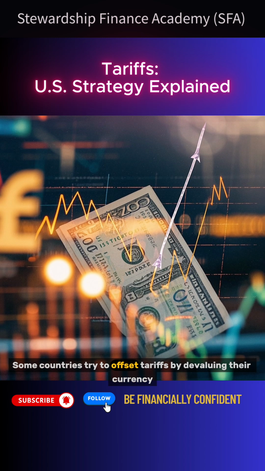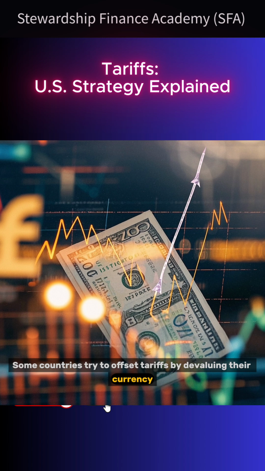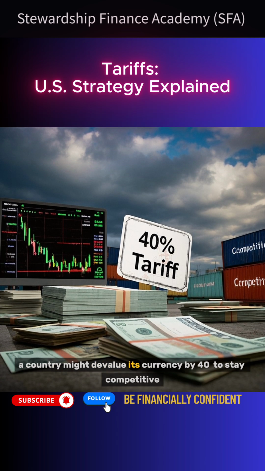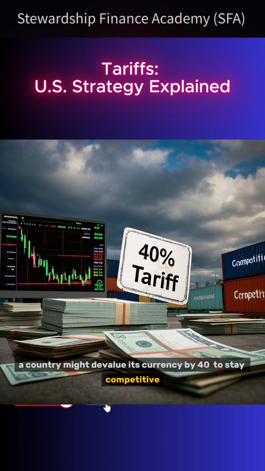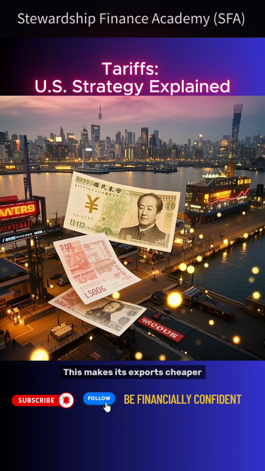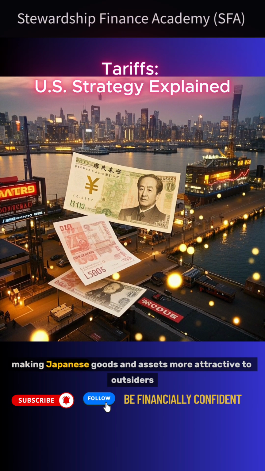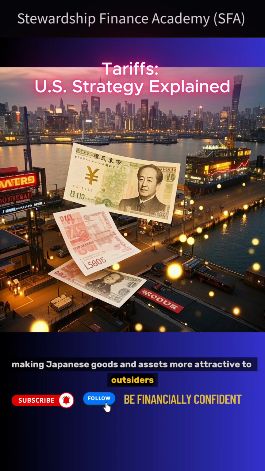Some countries try to offset tariffs by devaluing their currency. For example, if hit with a 40% tariff, a country might devalue its currency by 40% to stay competitive. This makes its exports cheaper. It also means its assets are less expensive for foreign buyers, like when the yen drops. It's making Japanese goods and assets more attractive to outsiders.